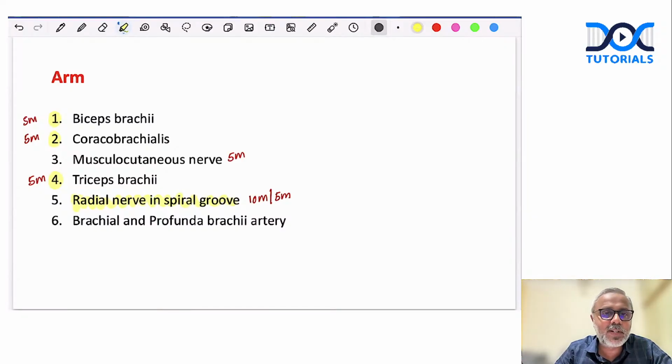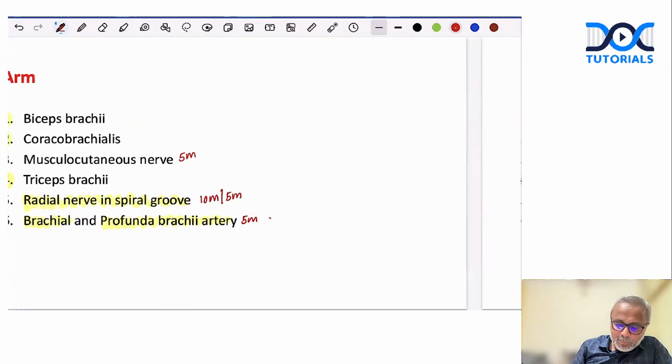At the end of the session, we will talk about how to distinguish each of these nerves and how to explain these nerves in detail, right? Now, the next important question is on the brachial artery and the profunda brachii artery. Again, both of these are 5 marker questions. At the end of the session, as I said, we will discuss how to approach answering if an artery is asked, and how to approach answering if a nerve is asked, right?